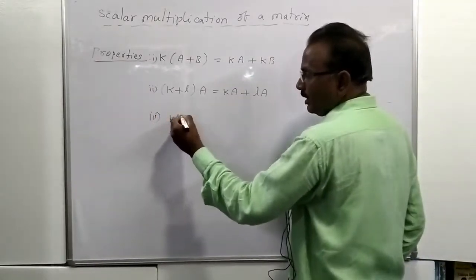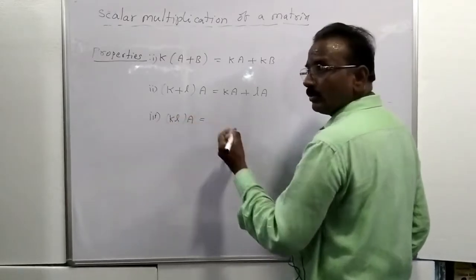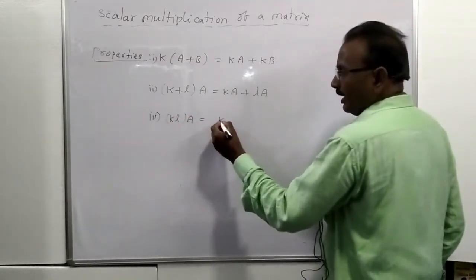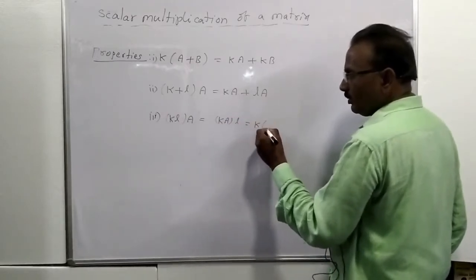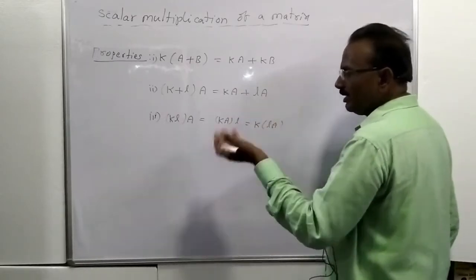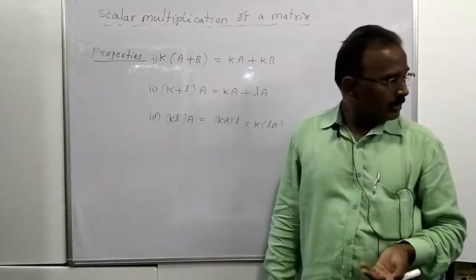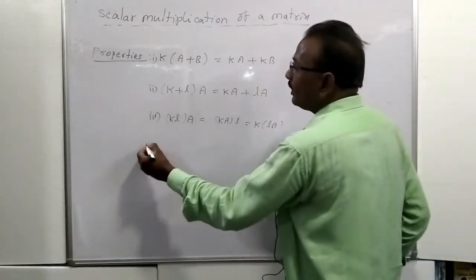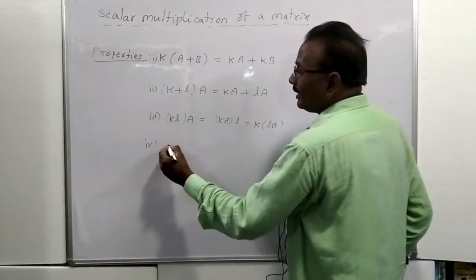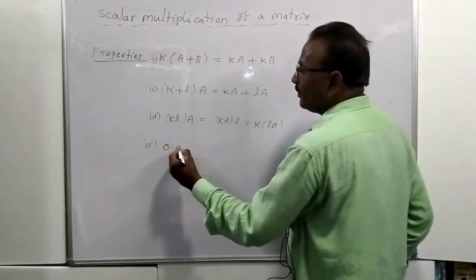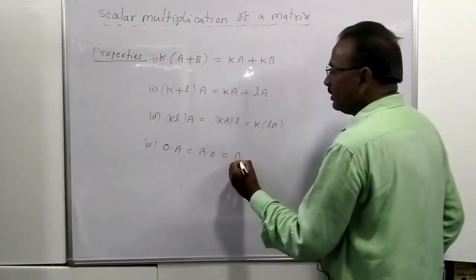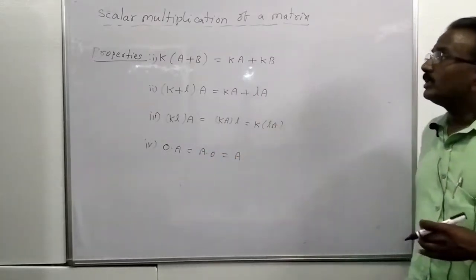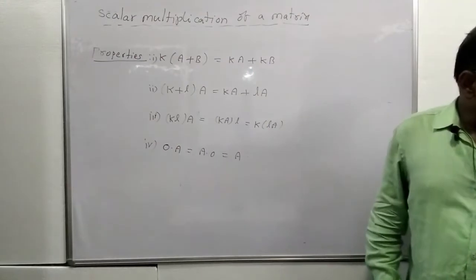K into L into A is equal to, here you can take (KA) into L or K into (LA). So wherever you multiply, there is no problem. Next, fourth one: O is the null matrix. O into A is equal to O. So these are the properties of scalar multiplication of a matrix.